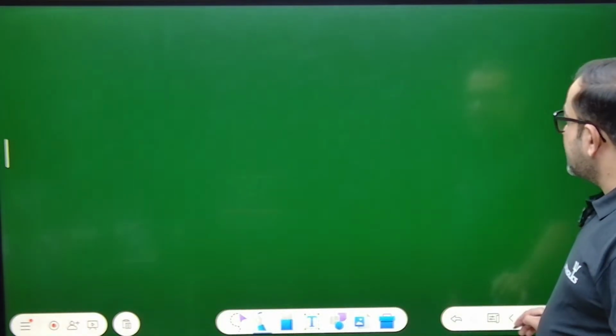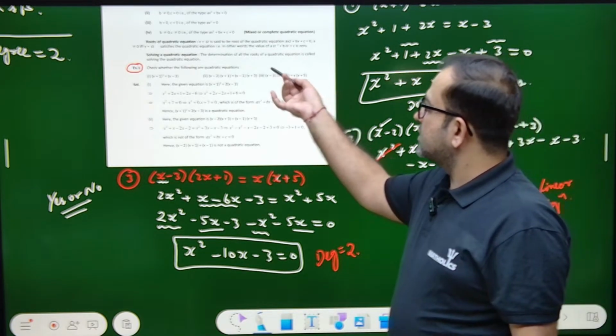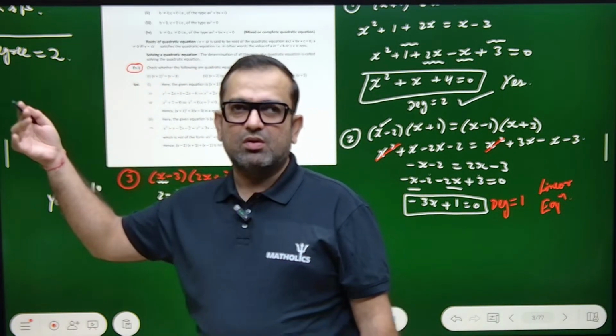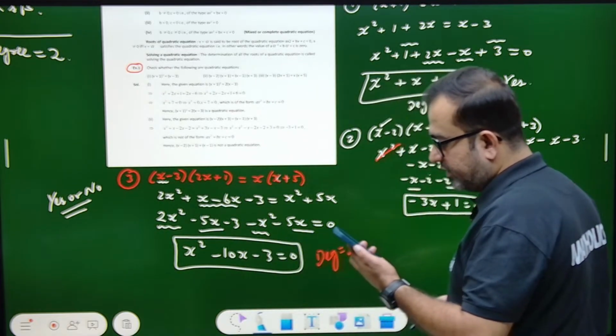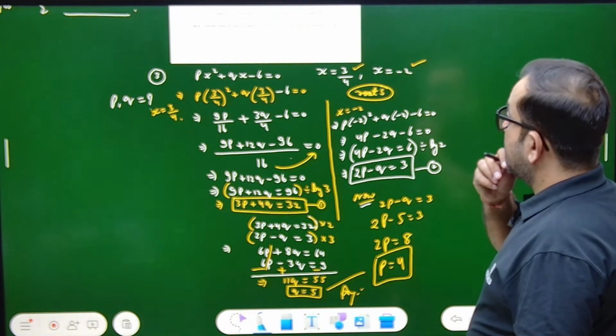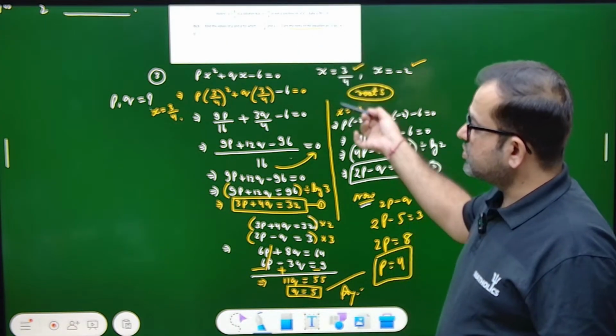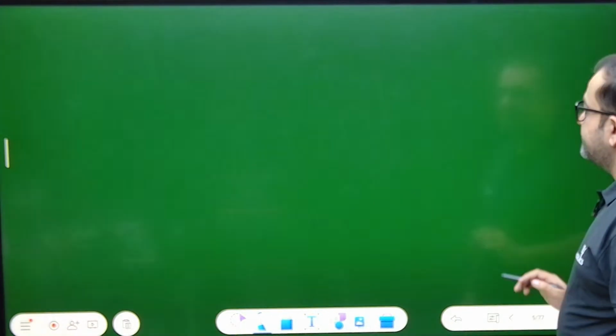Now, solving directly the questions which can come in your exams: check whether the following equations are quadratic or not. We just have to check the degree, right? Next one is find the values of P and Q for which x equals 3 by 4 and x equals minus 2 are the roots of the equation. This is another type of question.